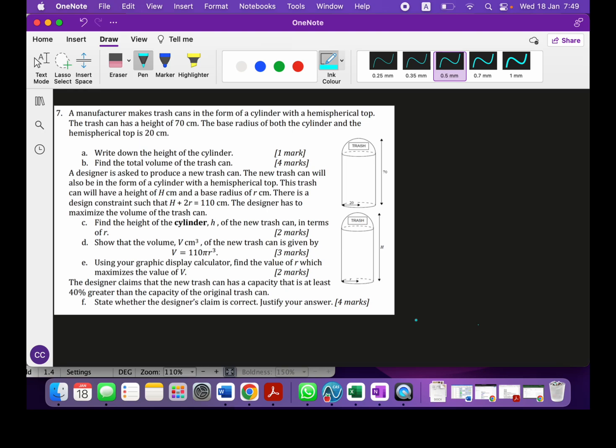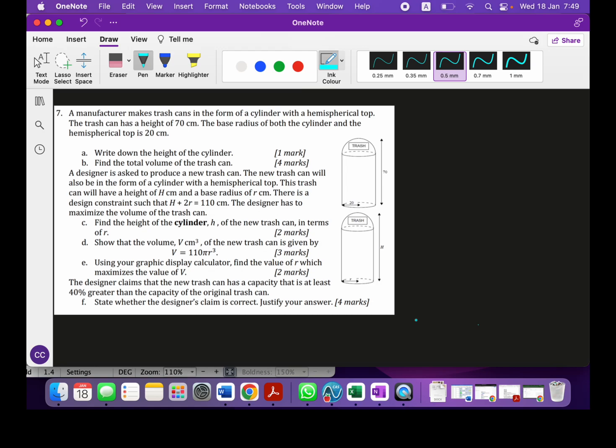Okay, this is number 7 from the review pack on differential calculus. It is, in all honesty, a question that I have used for a couple of years with students, and it's always the one that confuses students, so I'm glad someone asked.